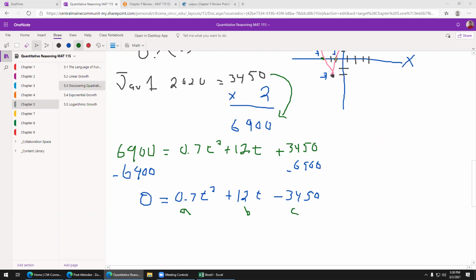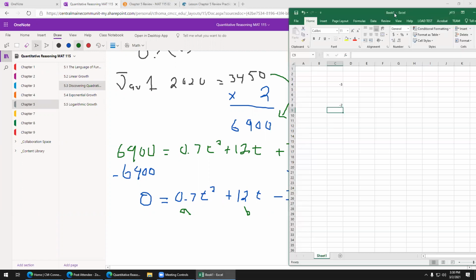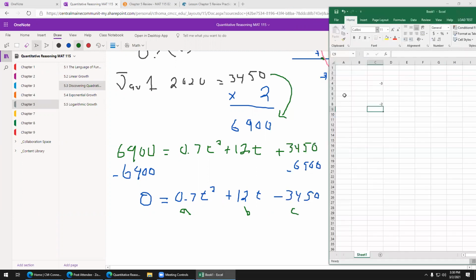All right, so I am going to cheat. It's not what I want to do. I am going to use Excel to type it all in instead of my calculator because I just prefer Excel, but you may do it in your calculator, but I'll write out everything so you can see it. So I know A equals 0.7, B equals 12, and C equals negative 3450.